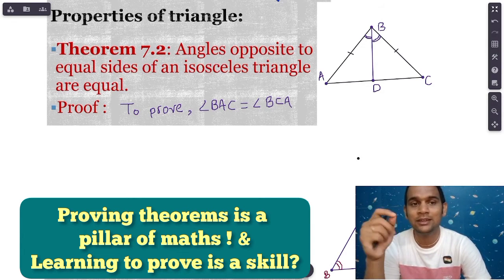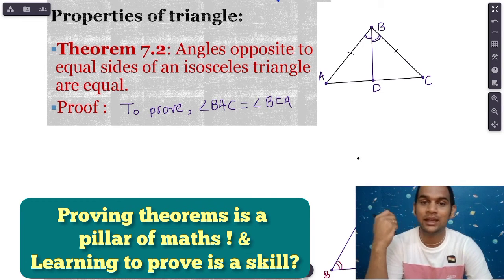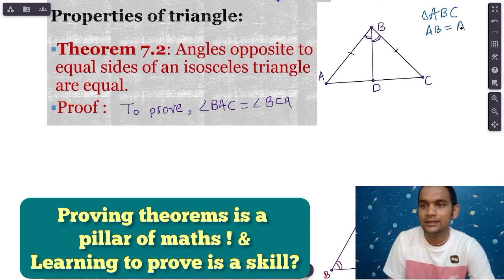So the property, which is also theorem 7.2, says: angles opposite to equal sides of an isosceles triangle are equal. For example, as you can see in the figure, there is an isosceles triangle ABC, and it is given that AB is equal to AC. We need to prove that angle BCA and angle BAC are equal.